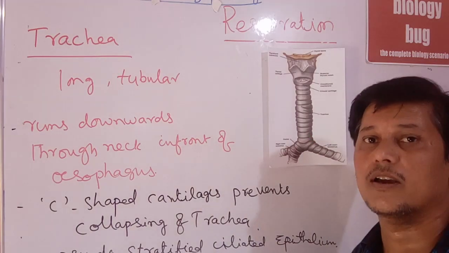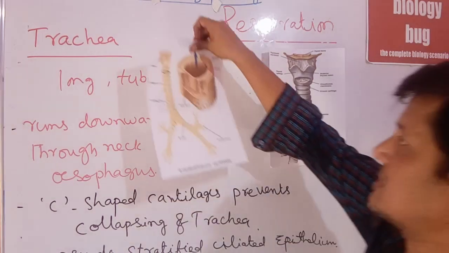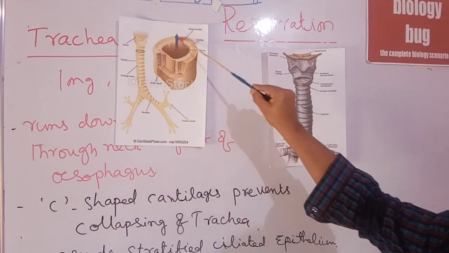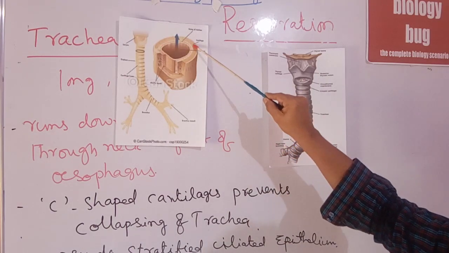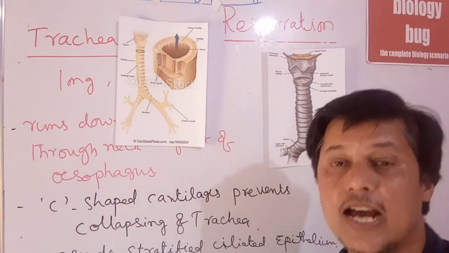It is in front of the esophagus, and it has C-shaped cartilages. So this one is the trachea. The C-shaped cartilages prevent the trachea from collapsing.